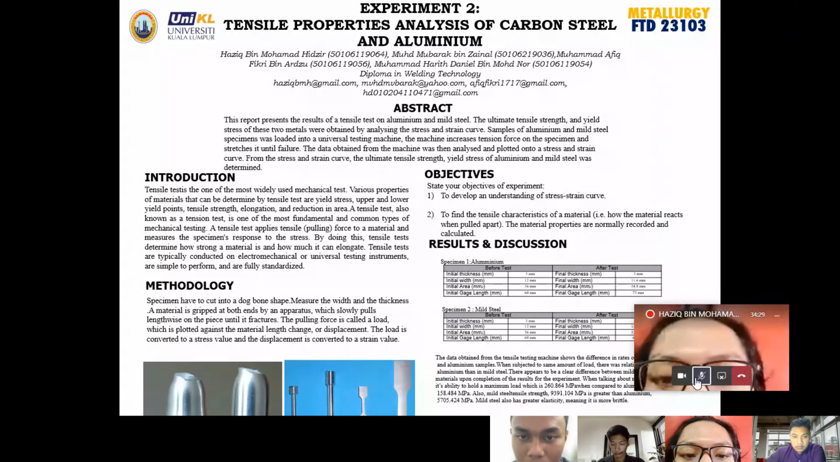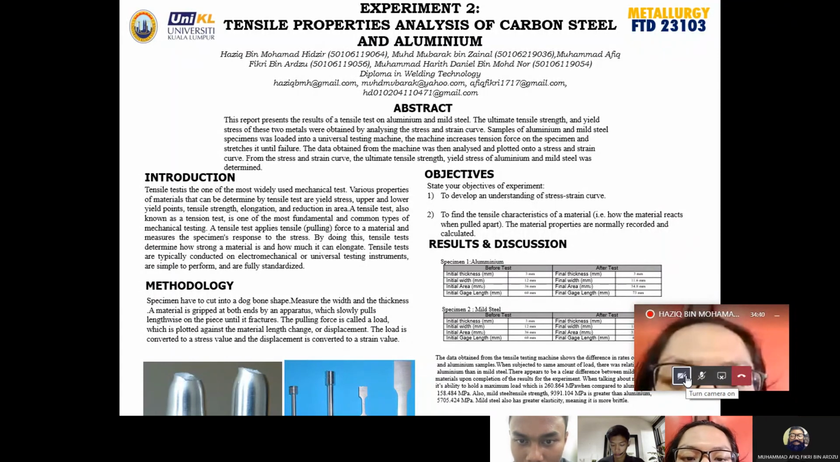Samples of aluminium and mild steel specimen were loaded into a universal testing machine. The machine increased tension force on the specimen and stretched it until failure. The data obtained from the machine was then analyzed and plotted into a stress and strain curve. From the stress and strain curve, the ultimate tensile stress and yield stress of aluminium and mild steel were determined.